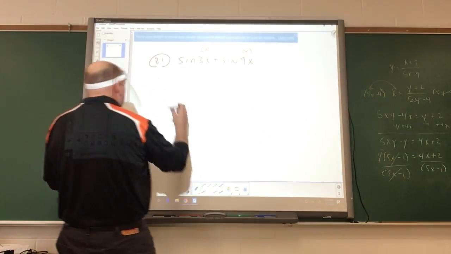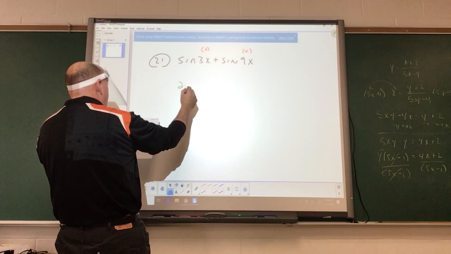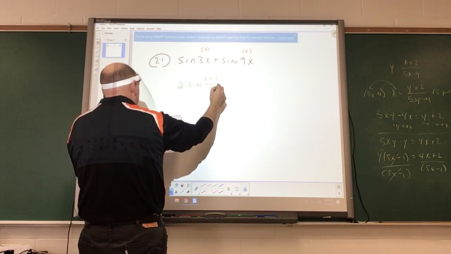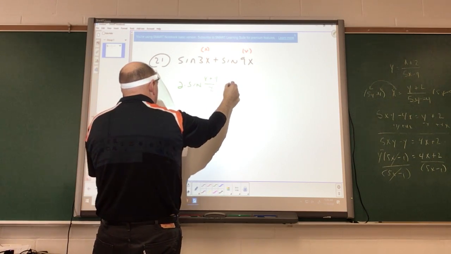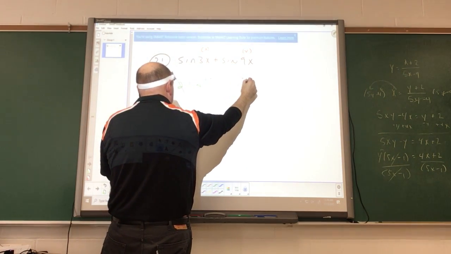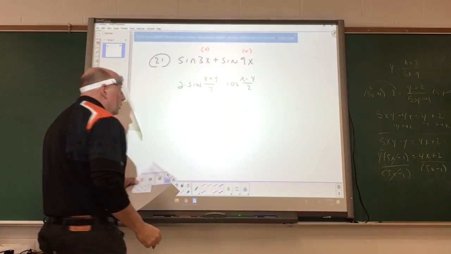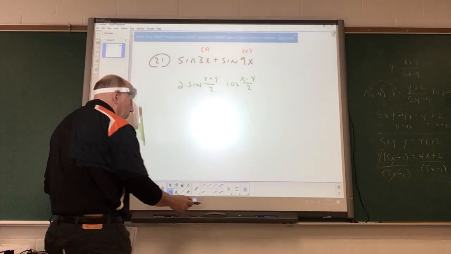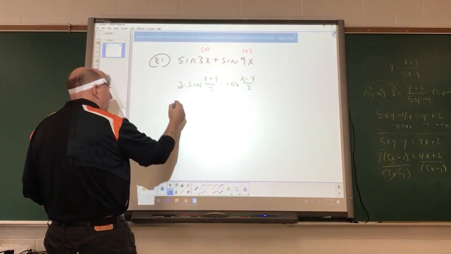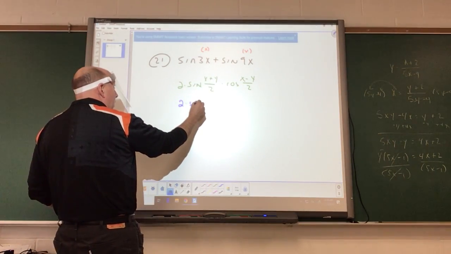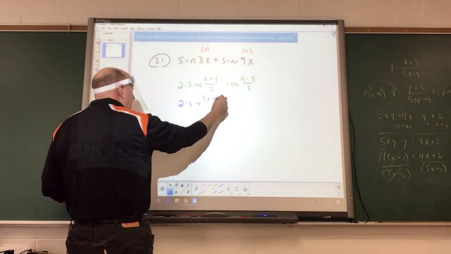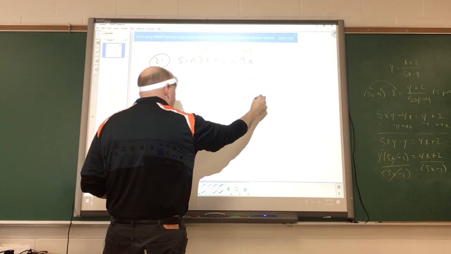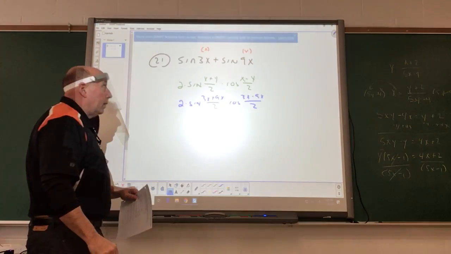which expands out to 2 times the sine of (x plus y) divided by 2 times the cosine of (x minus y) divided by 2. So wherever I see an x, I'm putting in a 3x, and a y, I'm putting in a 9x. We have 2 times the sine of (3x plus 9x) divided by 2 times the cosine of (3x minus 9x) divided by 2.